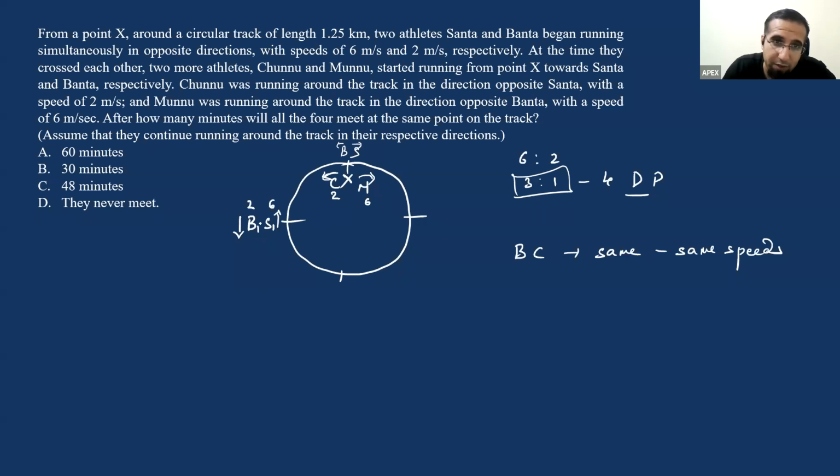Clear? Look at this. C is moving in this direction. B is also moving in this direction. B's speed is 2. C's speed is 2. So B and C will never meet. Similarly, if you observe, M and S will also never meet because they are running in the same direction and are also moving at the same speeds.